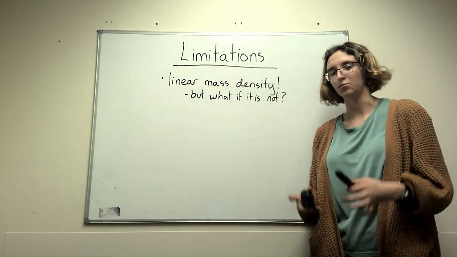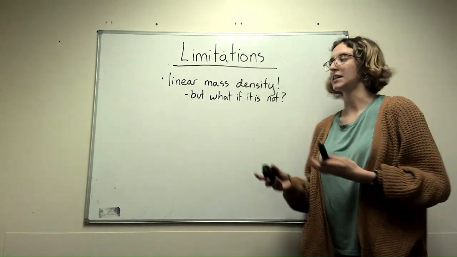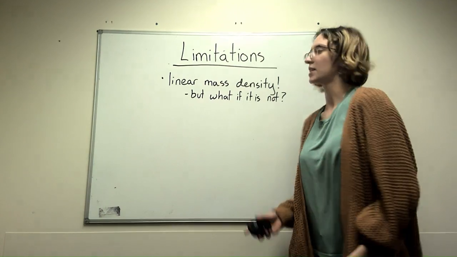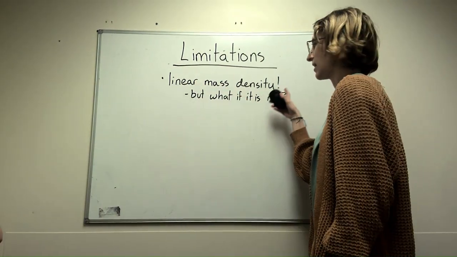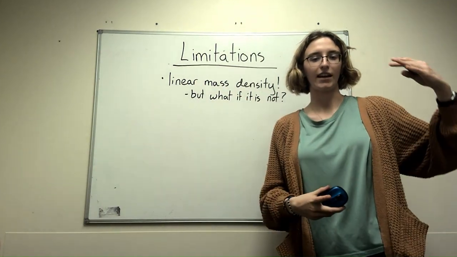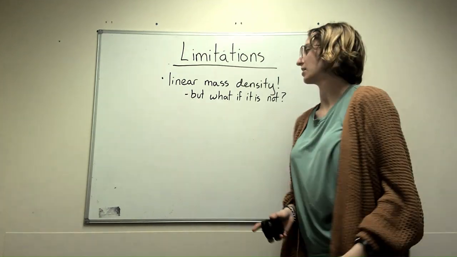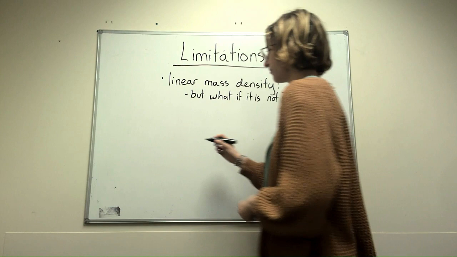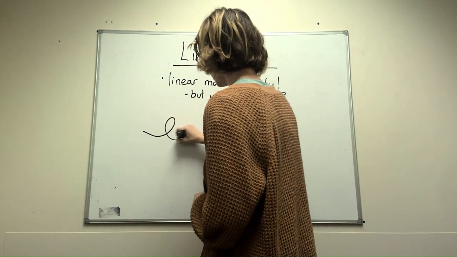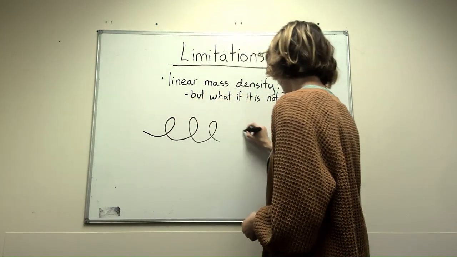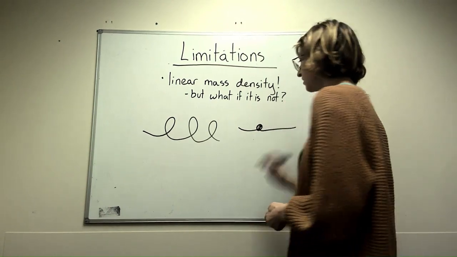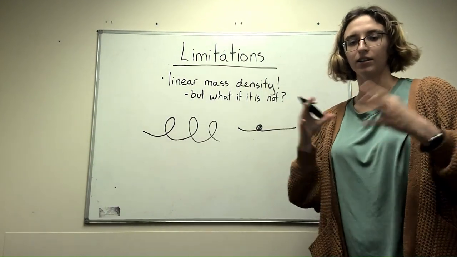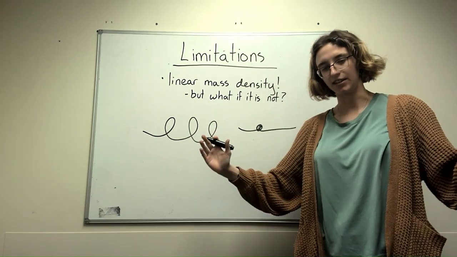All right. And now, to conclude our project, we're going to talk about the limitations of our new model. Because no model is 100% perfect, and even this model, while it is still more accurate, still has its faults. For this model, we assumed linear mass density, mass over length, completely uniform and constant. But what if it isn't? For example, what if the rope bends over itself? Or what if there's a knot in the rope?